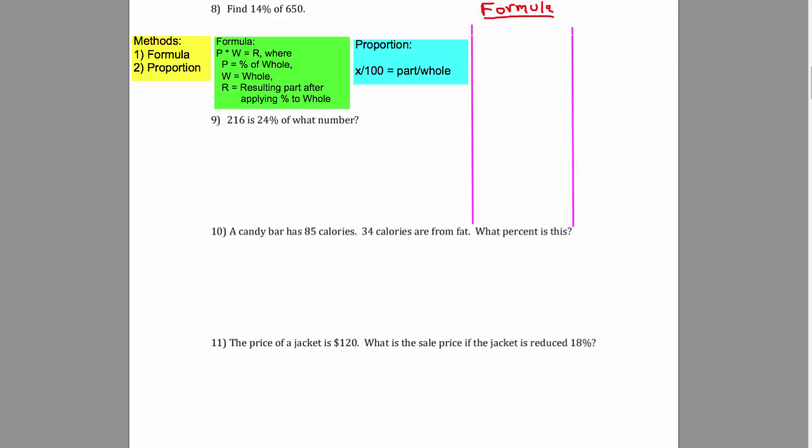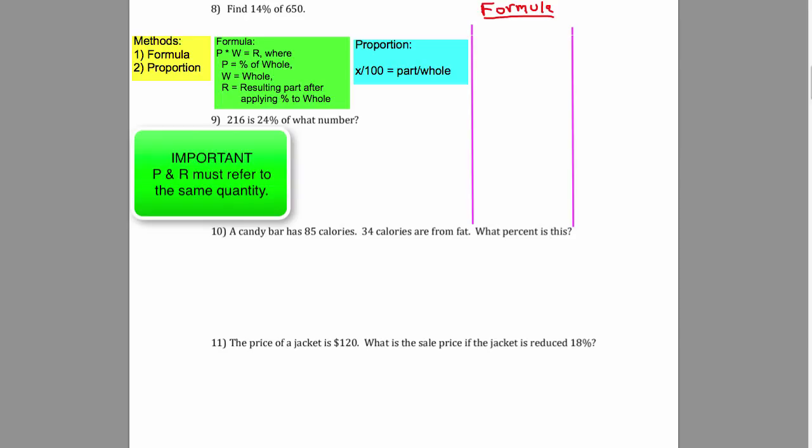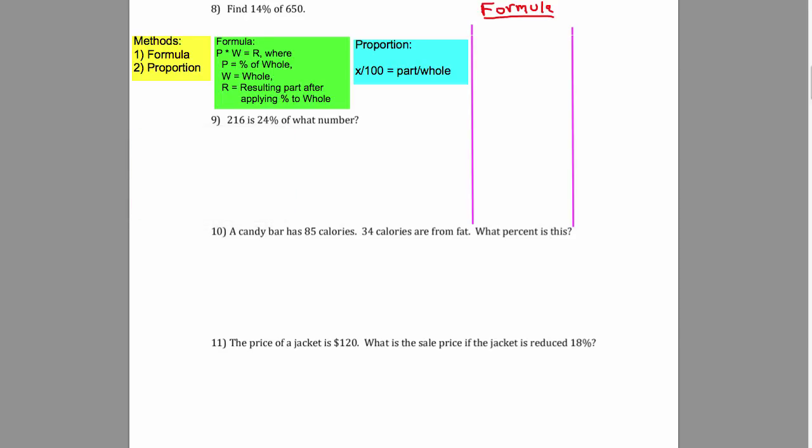The formula method is P times W equals R, where P is the percent of the whole. The whole is usually what you start with. W is the whole, and R is the resulting part after applying the percent to the whole. And it's also very important that P and R refer to the same quantity. We'll see that in problem 11.